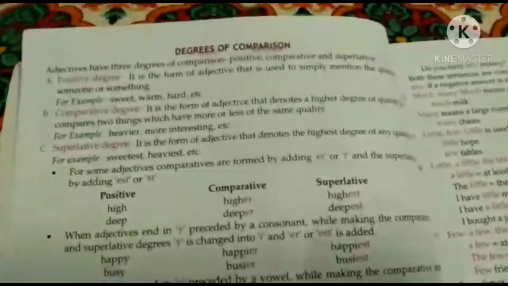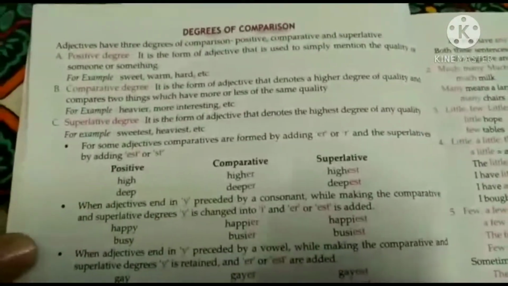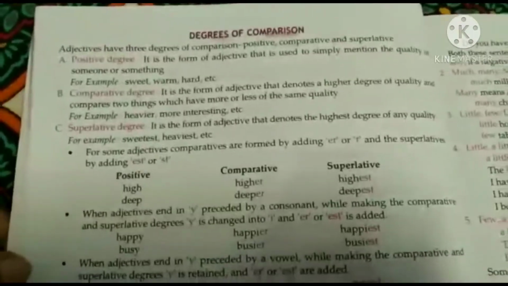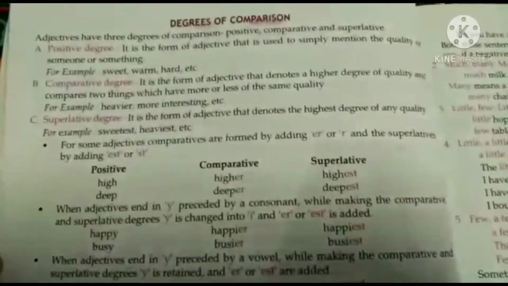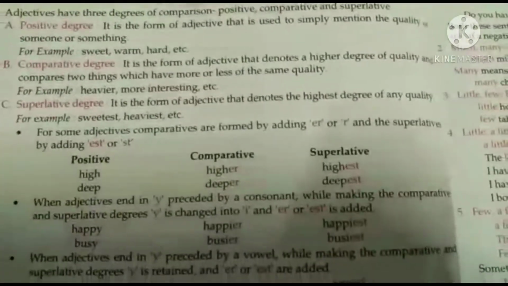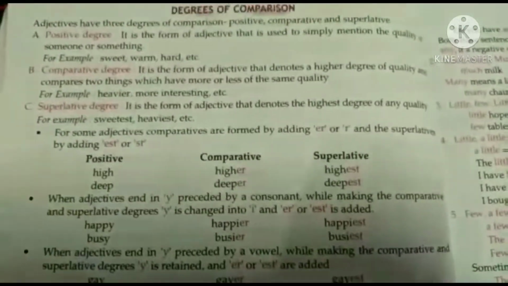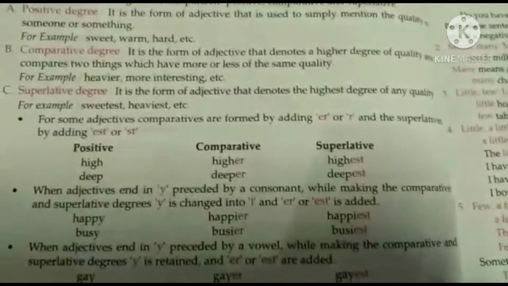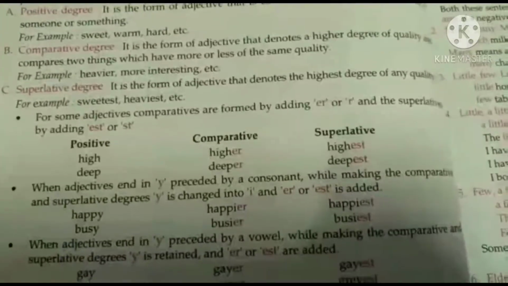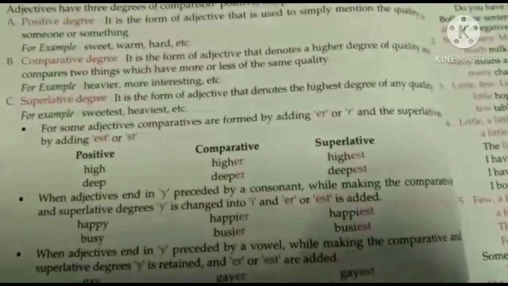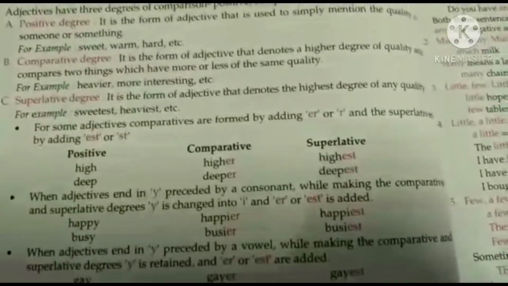This video today is about the degree of comparison. I hope you know degree of comparison from the previous class, but for your knowledge I revise it again. There are three degrees of comparison: positive, comparative, and superlative. The positive degree form of an adjective simply mentions the quality of someone or something. Like Rohan's sister is very sweet. This blanket is very warm, and that girl is very hardworking. So this is the positive sense.